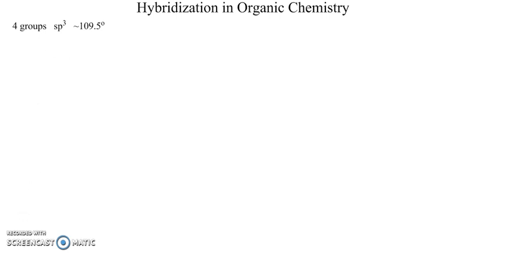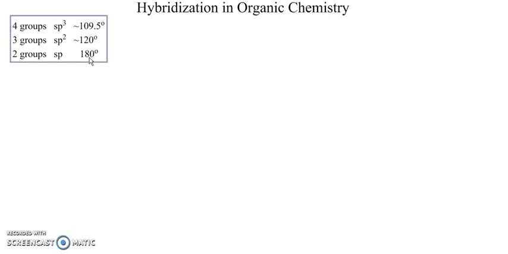We could also have 3 groups around an atom, giving us sp2 hybridization and a bond angle approximating 120 degrees, again depending on the relative size of the 3 groups. Finally, it's possible that we have 2 groups around our atom, and that would give us a hybridization of sp with a bond angle of 180 degrees.